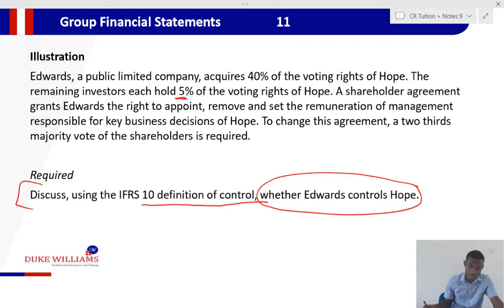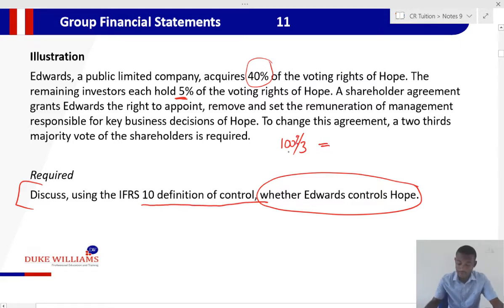So if you look at it, two-thirds, and you want to look at what is the percentage of Edwards. Edwards has 40%. That is more than 1/3 of the voting rights. So in terms of 100, if you say 100% divided by 3, that is 33.